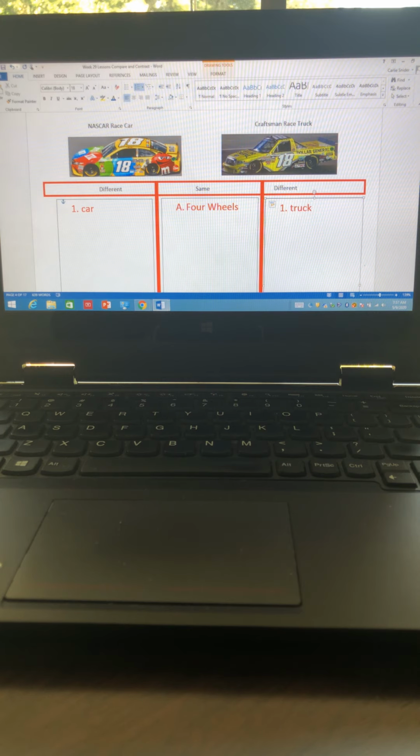You cannot use the same ones I just gave you as an example. You must come up with 2 completely different examples for the same and 2 completely new examples that are going to be for the different area.